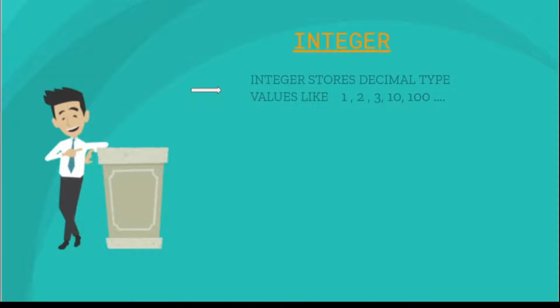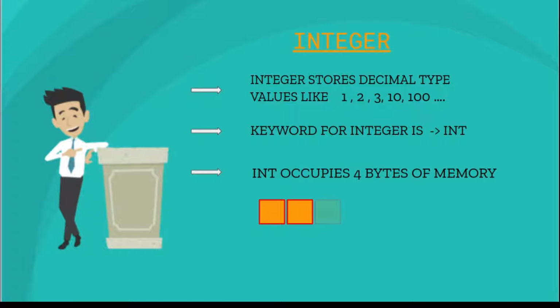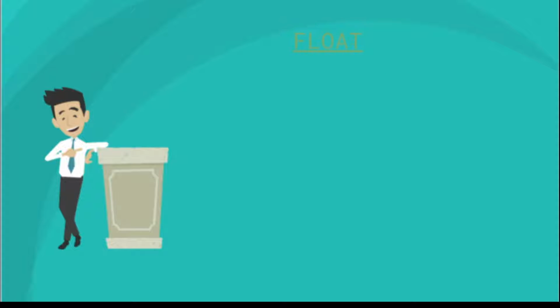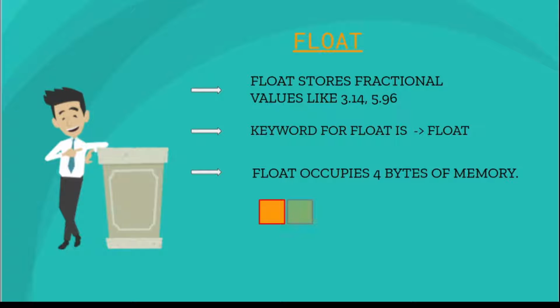The first primitive data type is integer. It can store a decimal value like 1, 2, 3, 10, 100 or even larger values. The keyword used for integer is int, and int occupies 4 bytes of memory. The second primitive data type is float, which stores fractional values like 3.14, 5.96. The keyword for float is float. Float occupies 4 bytes of memory.